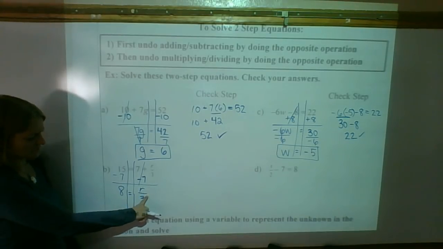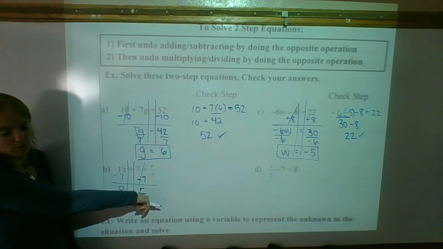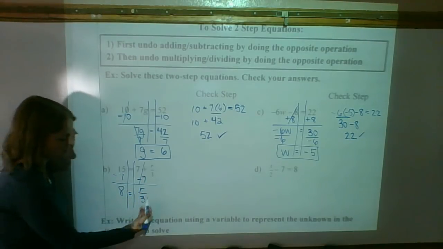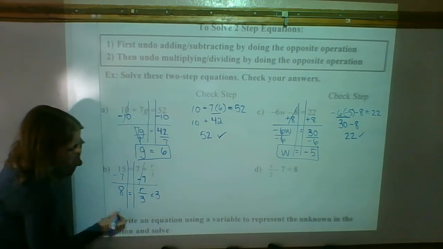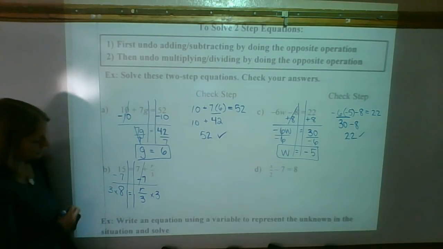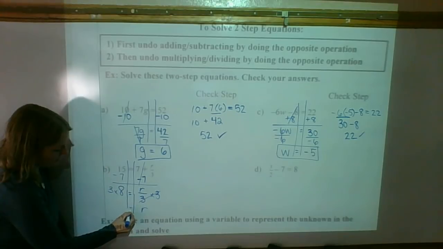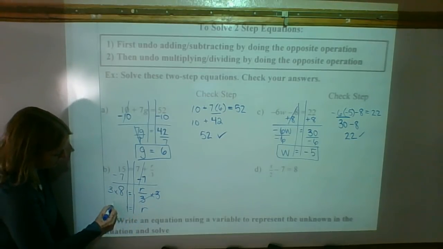All right, so if this means divide, the opposite of dividing would be to do what? Multiply. So if it's r divided by 3, to undo that, we would multiply by 3 on each side. All right, divide by 3 and times 3 would cancel, leaving you with the r, then equals 3 times 8, which is 24.